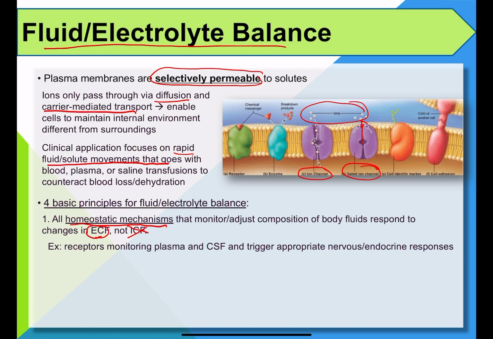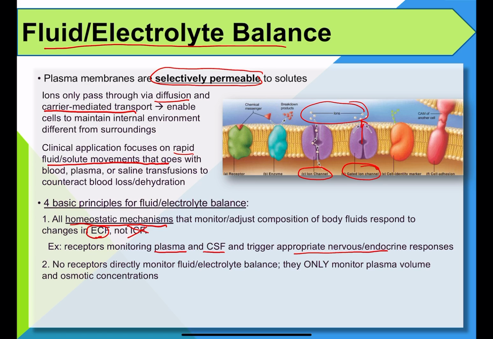So there are receptors in your capillaries and blood vessels that will monitor plasma or cerebrospinal fluid content, that would trigger the appropriate nervous or endocrine responses depending on if you have too much osmotic concentration or too low osmotic concentration. It will adjust accordingly with hormones, and we'll revisit those hormones in a bit.